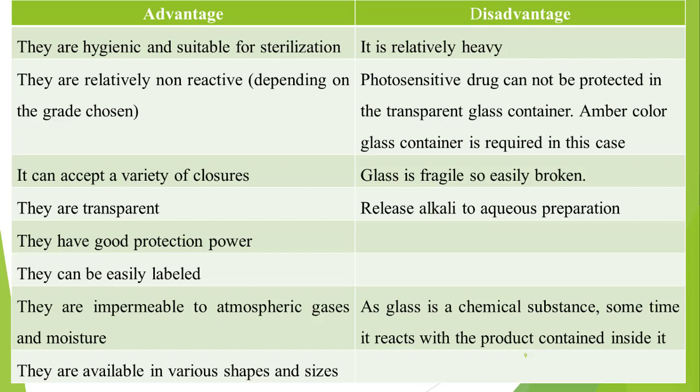When you look at the disadvantages, the first one is that it is relatively heavy. Photosensitive drugs cannot be protected in a transparent glass container. Amber color glass container is required in this case, as we know photosensitive drugs are generally kept in an amber color container. When we go to amber color containers, the price of the container increases. Glass is fragile, so easily broken. It releases alkali to aqueous preparations, as we know, the leaching phenomenon. And the last disadvantage is that glass is a chemical substance, so sometimes it reacts with the product contained inside. So these are a few advantages and disadvantages.